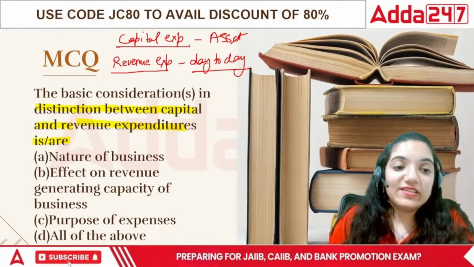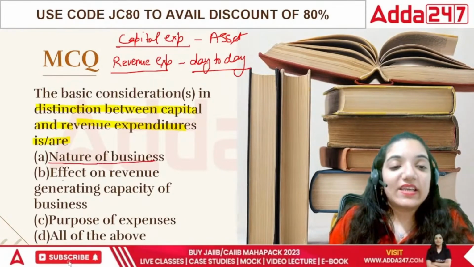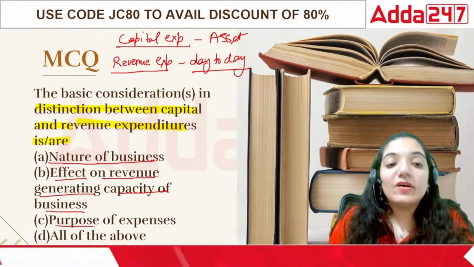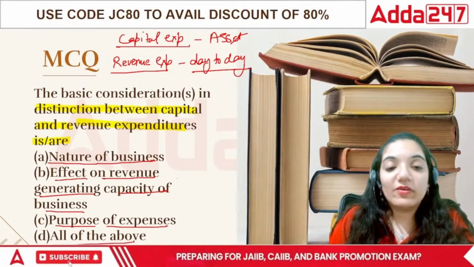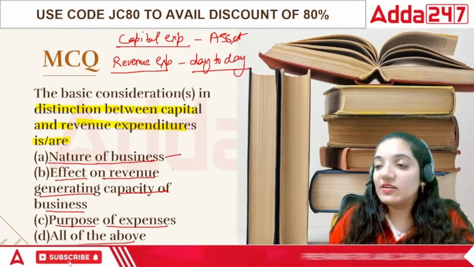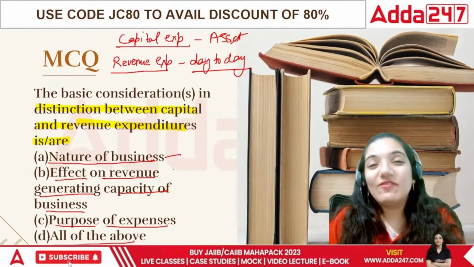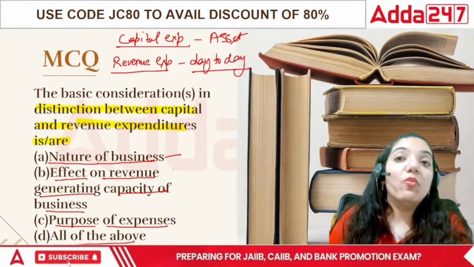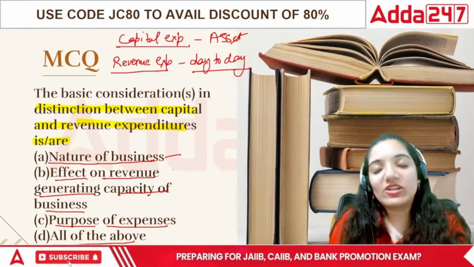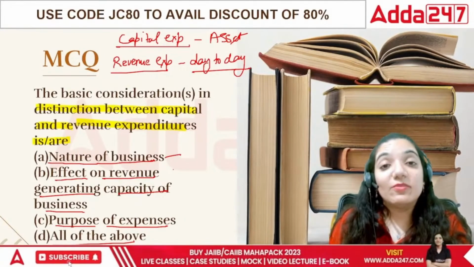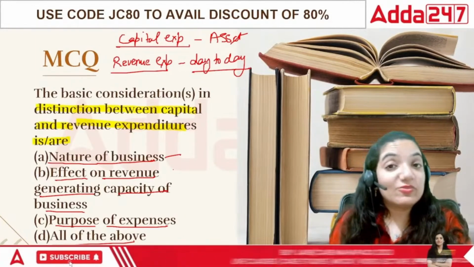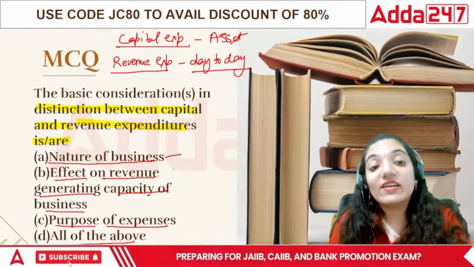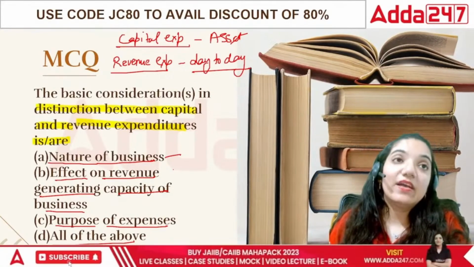So the first point is nature of business. The second point is effect on revenue generating capacity of the business, purpose of the expenses, or all of the above. Based upon nature of business, in terms of services, we have less of these things. In other businesses, if we are into manufacturing, we need a factory, we need machineries and all. So the nature of the business will determine whether we need more capital or more revenue expenditures. Then the effect on revenue generating capacity.